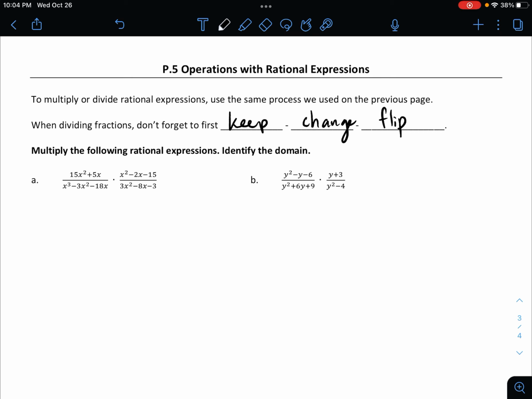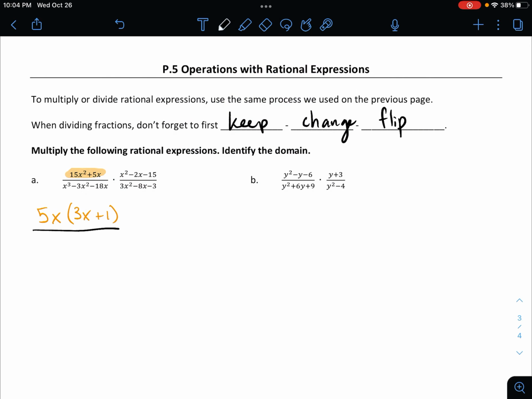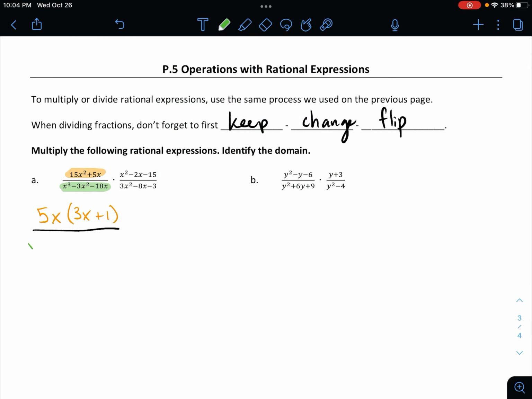So for letter A, I'm going to first look at the numerator up here. And I think I'm going to be able to take out a GCF, right? My GCF would be 5x, and that would leave me with 3x plus 1. Then we're going to look at the denominator, which is this x cubed minus 3x squared minus 18x. I'm first going to look, and I see that I can take out an x. So that's going to give me x squared minus 3x minus 18.